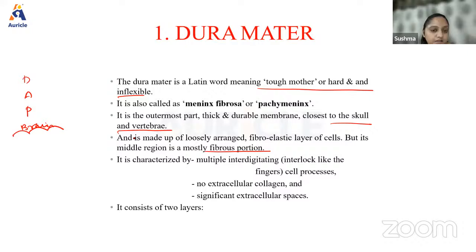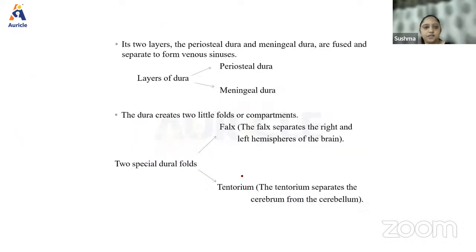Now, what is it characterized by? How do you know that you are actually looking at dura mater? Why is it important to study, guys? During neurosurgery, you should know what layer you are seeing. As a neurosurgeon, you should know if you are looking at the dura, pia mater, or arachnoid matter. It is characterized by multiple interdigitating, interlocking processes, there is no extracellular collagen, and there is significant extracellular space.